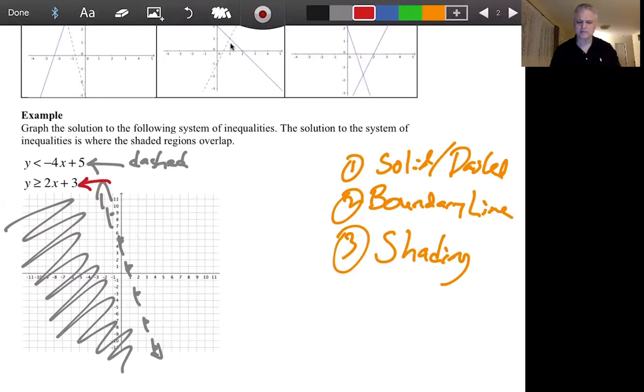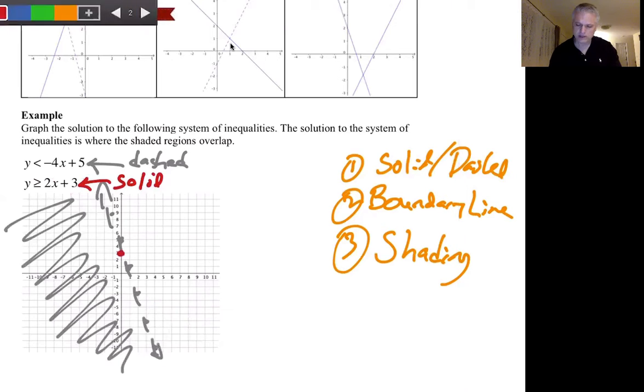Okay, so my other inequality, I'm going to use red. Is it solid or dashed? Well, it's greater than or equal to, so that's a solid. Do me a solid. Okay, so the line has a y-intercept of 3 and a rise over run of 2, or 2 over 1. So 1, 2, 3, there's my y-intercept.